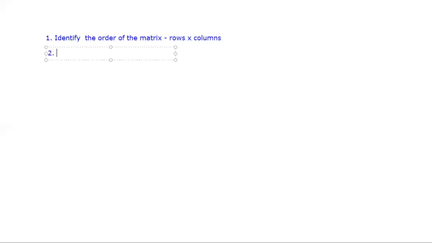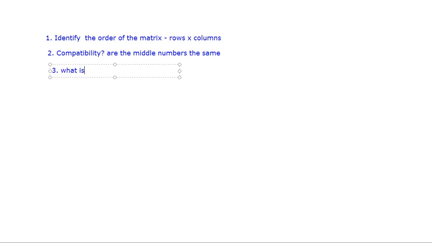Right, so here we want to check for compatibility. Are the middle numbers the same? That's what we're asking ourselves there. Then after that, there was one bit that I think I may have overlooked. What is the order of your answer? Right, what's the order of the answer? How many rows and how many columns is the answer going to have?